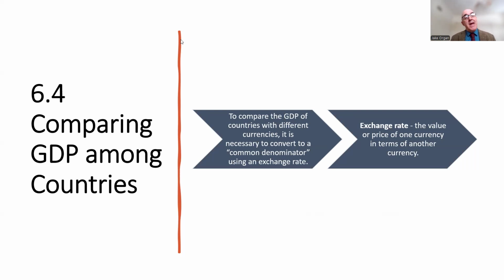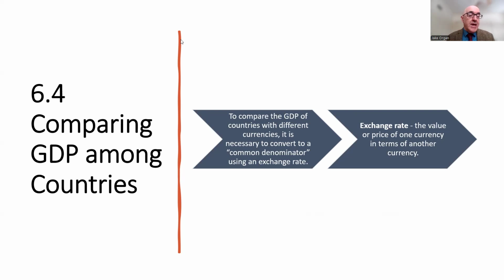But the other calculations we have to do is to compare GDP among countries. And again, the US uses dollars. Mexico uses pesos. Canada uses Canadian dollars. The UK uses British pound sterling. The Eurozone uses the euro. So how do we change the dollar values into the values of other currencies, or change the values of other currencies into dollar values, so you can compare the relative size of the economy?